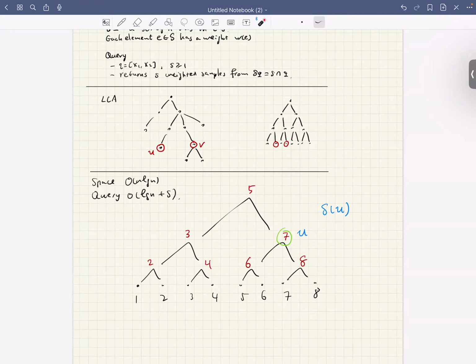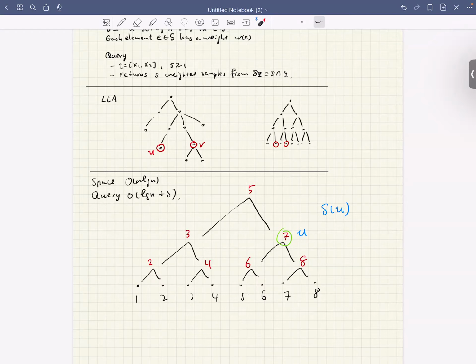So if you do this, what is the total amount of space? The amount of space is n log n. Why n log n? Think about it. I build an alias structure at every single leaf. The structure for leaf 1 takes 1 space, the structure for leaf 2 takes 1 space, et cetera. So the total space spent on the alias structures associated with the leaf nodes is n.